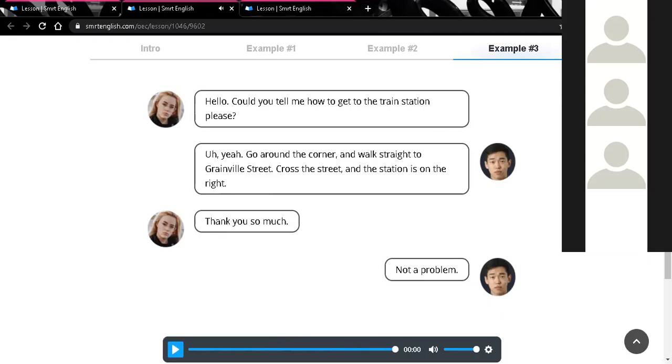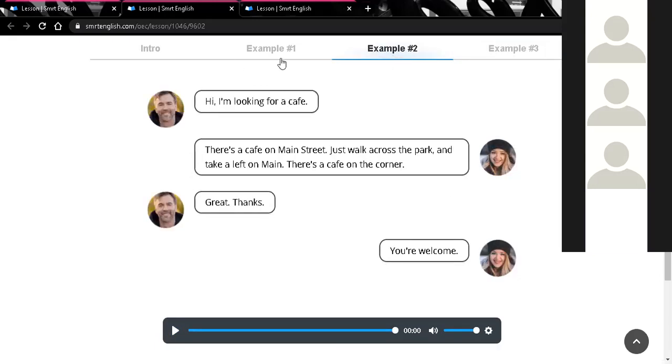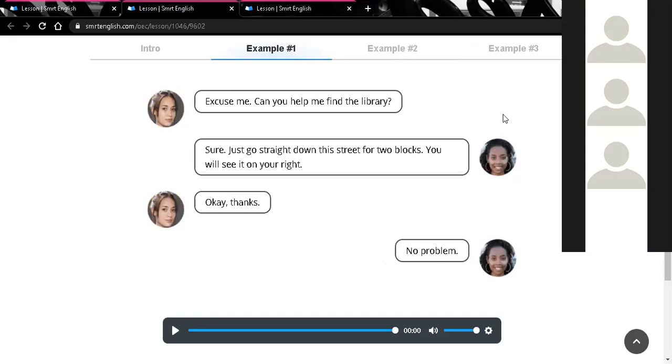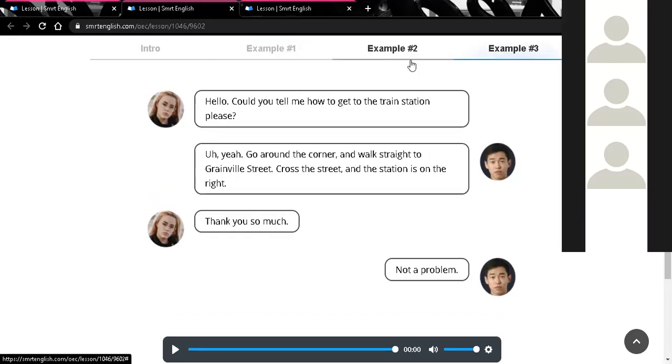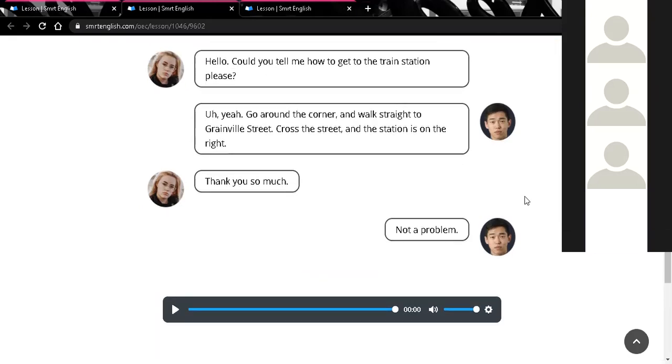Okay, so here she's using the question we saw in the examples. Could you tell me how to get to the train station? In this case: go around the corner, walk straight to Granville Street, cross the street, and the station is on the right. Not a problem. Expressions to say you're welcome: not a problem, no problem, you're welcome, glad I could help. Those are expressions I can use when I was the one giving the directions.